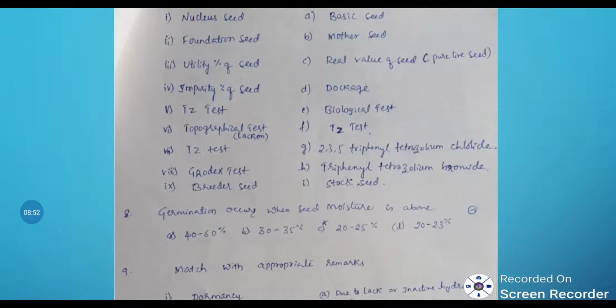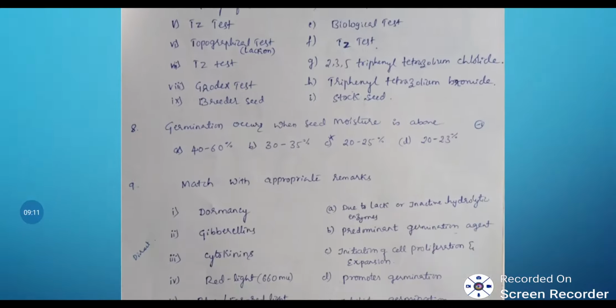Next question is, germination occurs when seed moisture is above. The options given here are 40 to 60%, 30 to 35%, 20 to 25% and 20 to 23%. The correct answer is 40 to 60%.